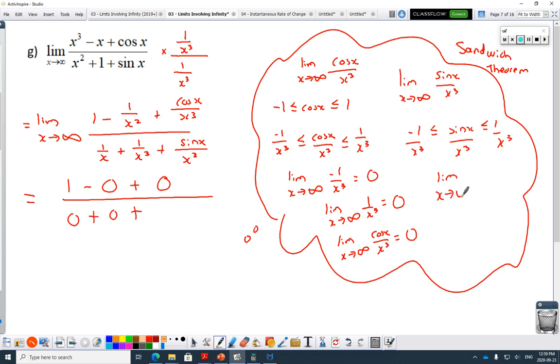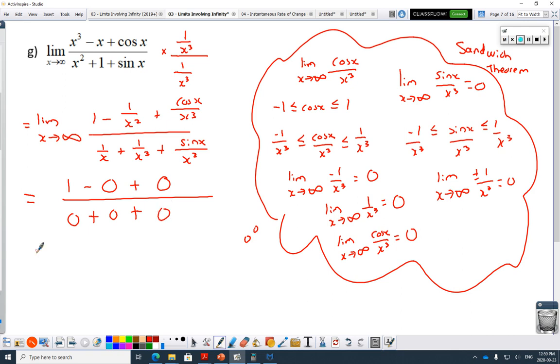Limit as x approaches infinity of plus or minus 1 over x cubed is 0. Therefore, this limit is equal to 0. You know what I mean? You see I've done the exact same steps, but that did not take long. Sandwiching does not have to take long if you know what you're up to, right?